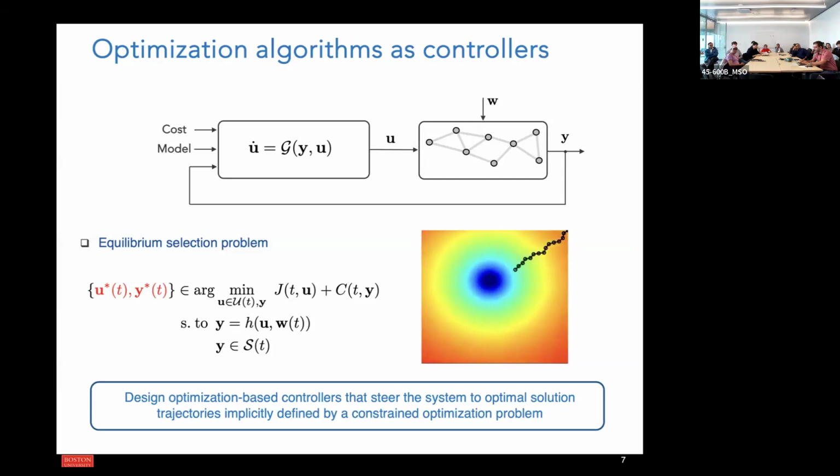So it's fair to say this is really a regulation problem now. It's not just equilibrium. Yes. I call it equilibrium selection problem because one of the main results is that the equilibrium point of the closed loop system I'm going to show you coincides with an optimal solution of this problem here. So this is why I call it equilibrium selection. Okay. Clear. We can think about it now as a regulation problem.